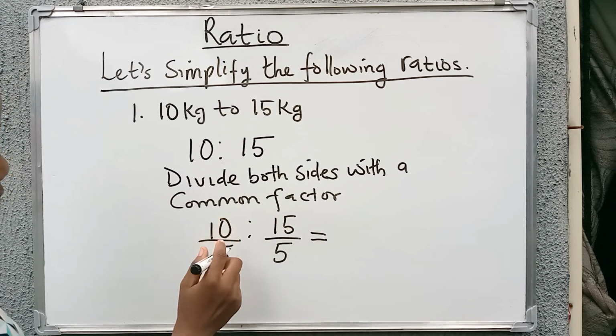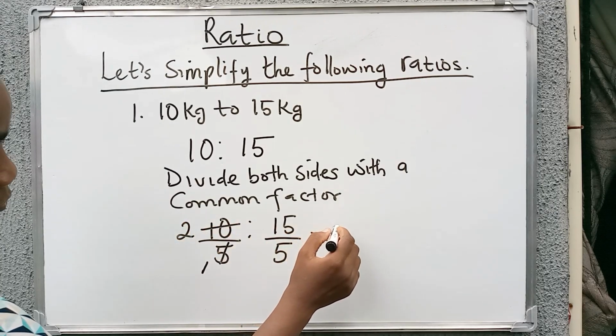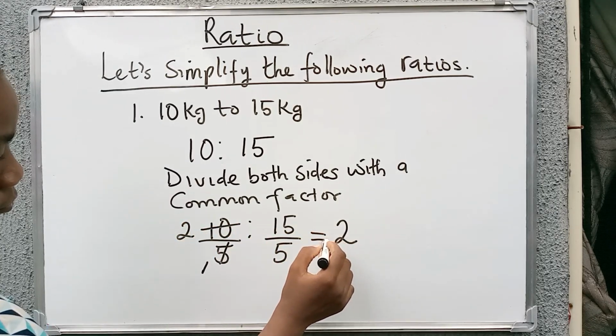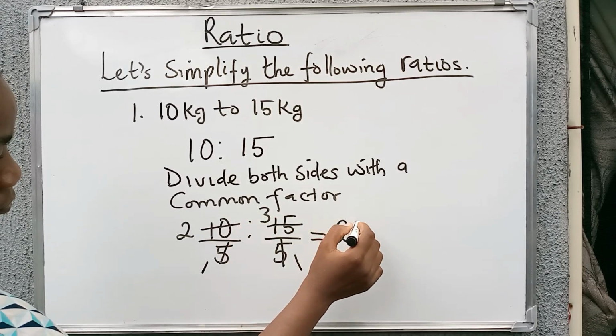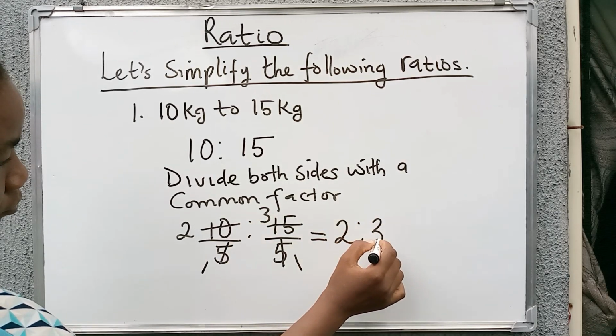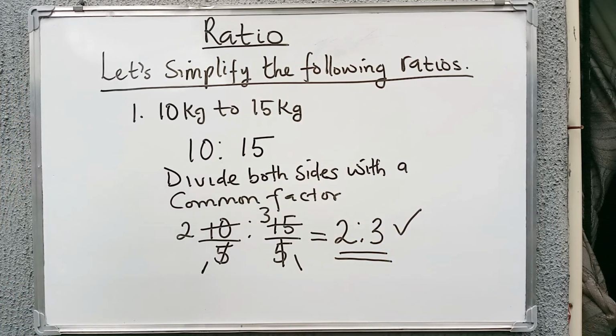So 5 into 10 gives us 2. 5 into 15 gives us 3. So in our number 1, we have 2:3. Let's look at number 2.